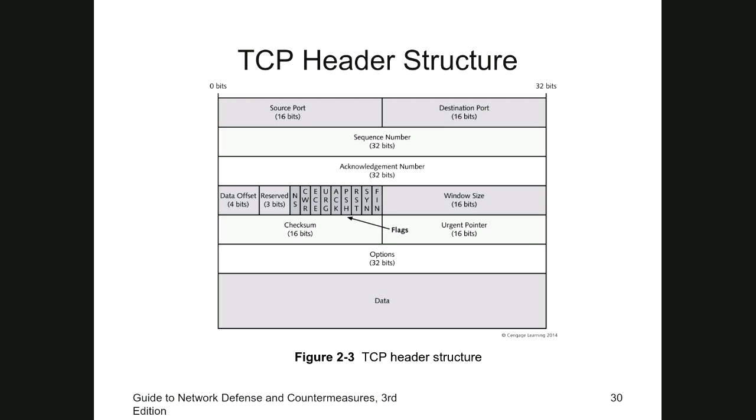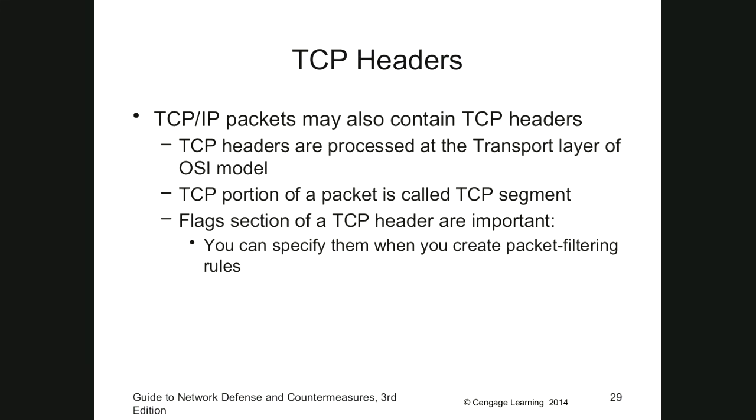I think I jumped too far. So we talked about headers before on the IPv4. Now we're talking about the TCP. This is a different protocol. And so the TCP headers are processed in the transport layer of the OSI model. The IPv4 is processed in the network layer of the OSI model. The TCP portion of the packet is a segment, and the flags section of that header is important because you can create certain rules, or you can make traffic accept certain rules when it's coming and going through the network.